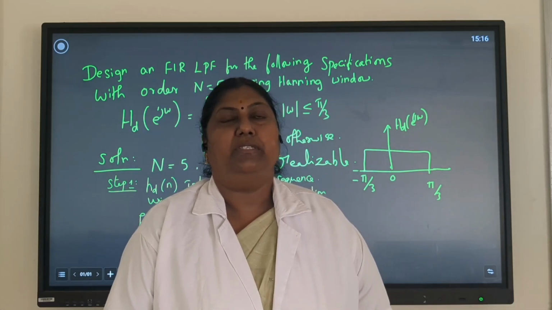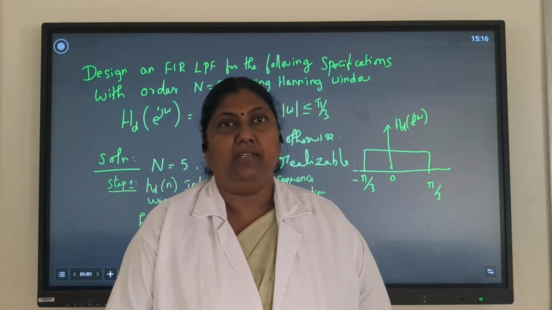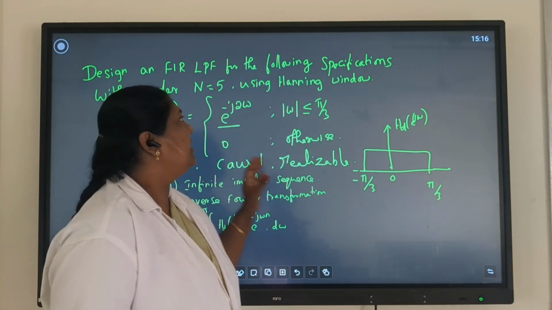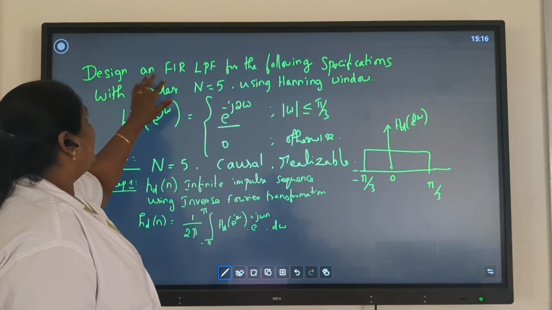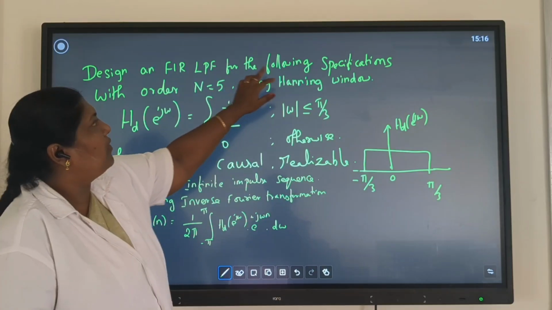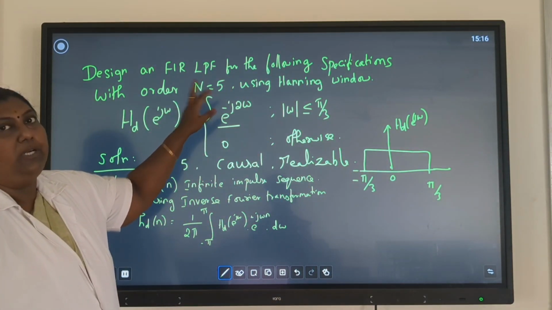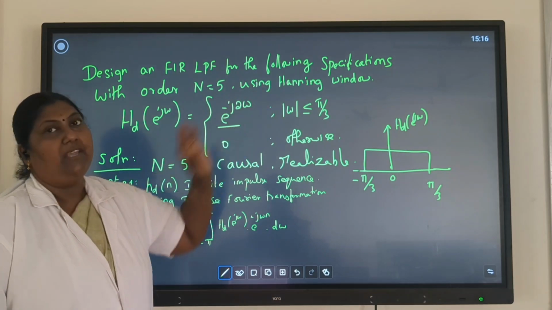So today we are going to see design of FIR filter using windowing technique. Let us take the given problem: design an FIR low pass filter for the following specifications with order capital N equal to 5 using Hanning window.